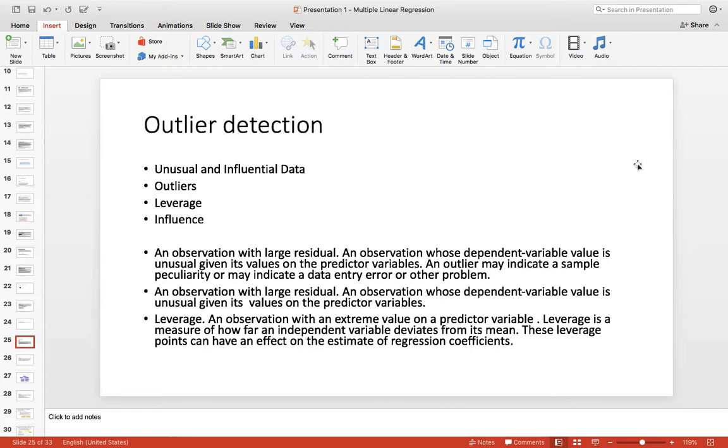Then there is a concept called leverage. Leverage is an observation with an extreme value of predictor variable. So leverage is a measure of how far an independent variable deviates from its mean value. So these leverage points can have an effect on the estimated regression. So that's basically what it is.